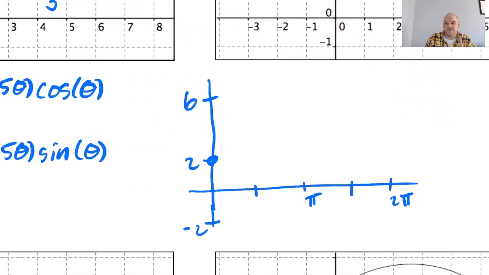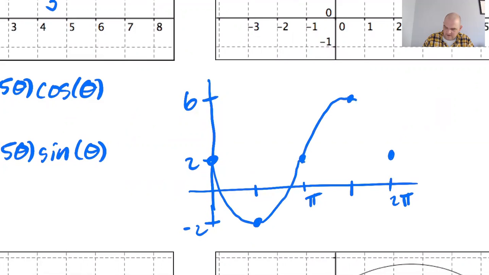When theta equals pi over 2, r is -2, so we're down here. And then when theta was equal to pi, we were back at 2. When theta equaled 3 pi over 2, we were out at 6. And then if theta equals 2 pi, we'll get back to the beginning. So look at this.